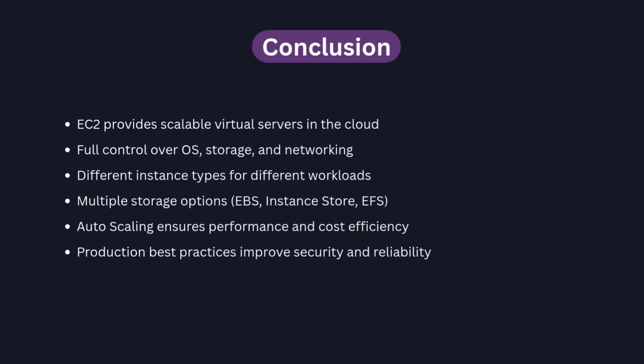Conclusion. In conclusion, Amazon EC2 is a powerful and flexible cloud computing service that allows you to run virtual servers with full control over configuration, storage, and networking. We explored how EC2 instances work, how different instance types are used for different workloads, the various storage options available, how auto-scaling ensures scalability and reliability, and the best practices required for production environments. Mastering EC2 is essential for building scalable, secure, and production-ready applications in the cloud.